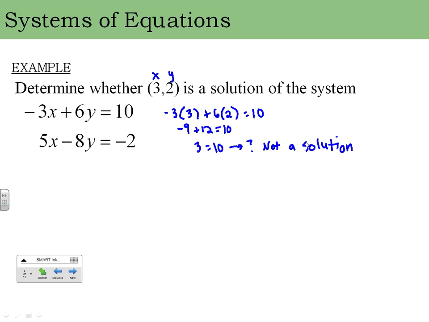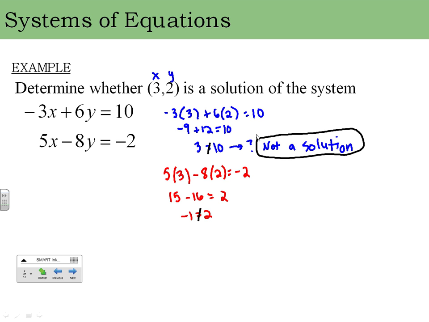If I had gotten 10 equals 10, then I'd have to also plug into the other equation. So I would have said 5 times 3 minus 8 times 2 equals -2, and then solve this out. So I get 15, -8 times 2 is -16, and 15 minus 16 is -1. So that's also not true. So whichever one we had plugged into, we would have gotten a statement that was not true, so that tells us this is not a solution.